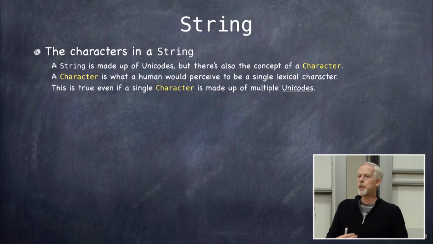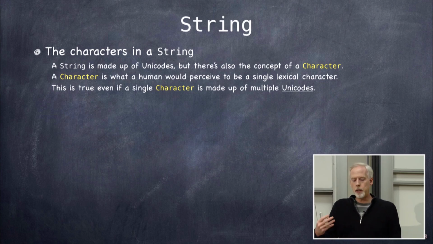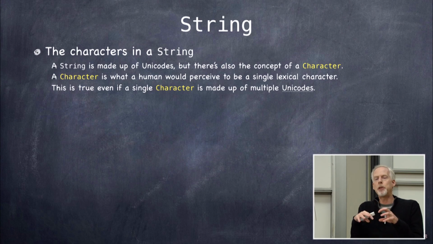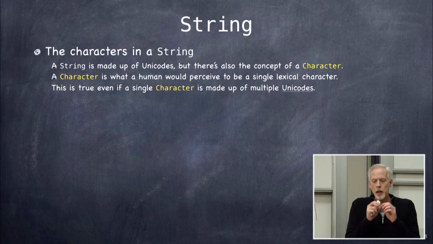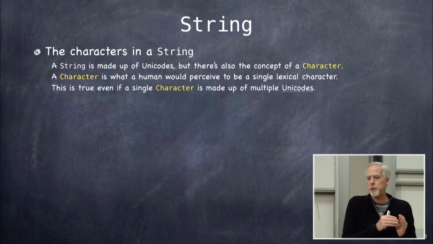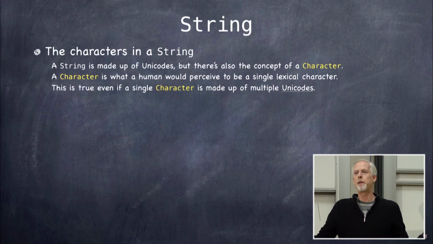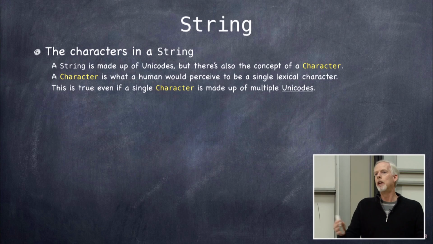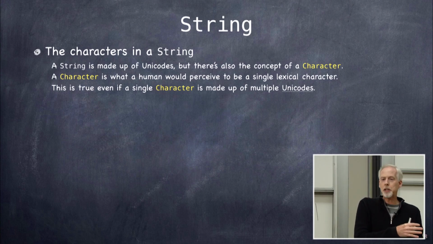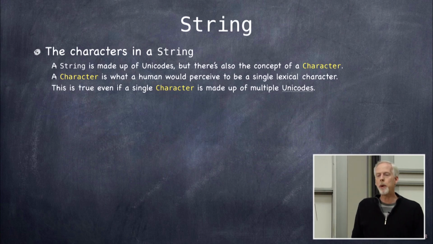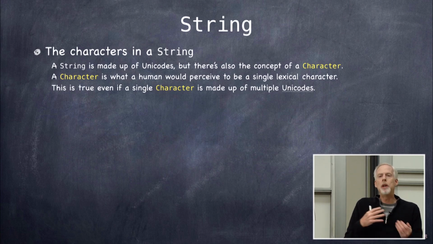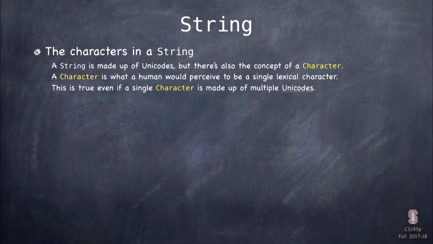However, a string is not built with characters, it's built with Unicodes. Unicodes are just little bite-sized chunks that can represent pretty much any language on Earth. It's international. We used to have ASCII, which can only really do English. Unicodes can do all the languages on Earth. So that's what's in a string, and we have to bridge the world between Unicodes and Characters.